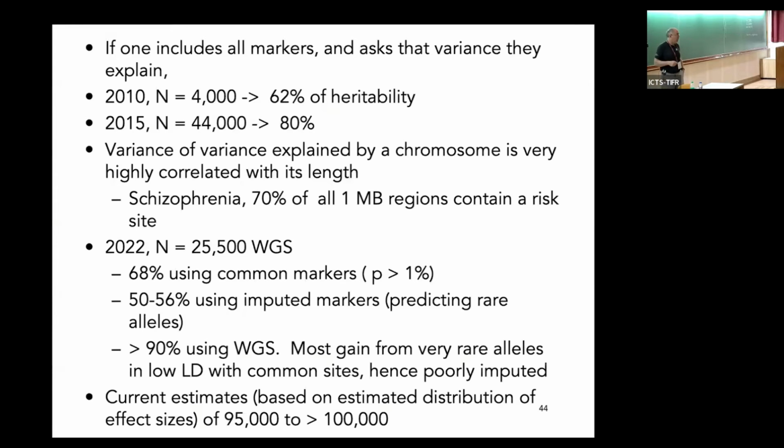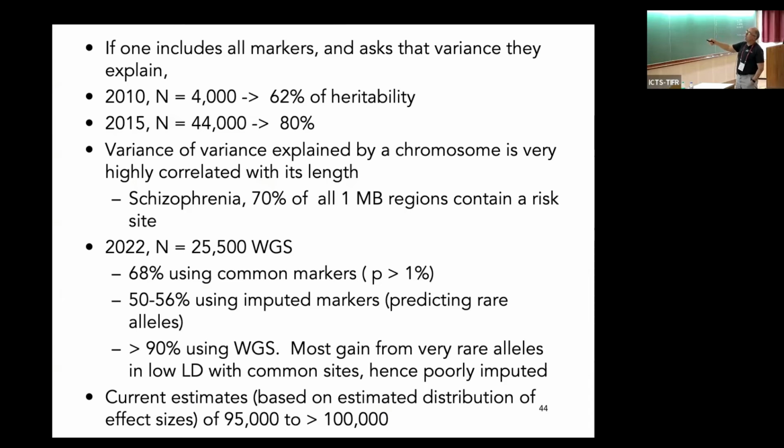There are ways to use all the markers at once. These are regression shrinkage methods. And when you use all the markers at once, 4,000 individuals, and again, the idea here is you put all the markers in the regression, and you've got methods that basically shrink the signals from those which aren't very important. This is a REML method. So you can now account for 62%, take up to 44,000, account for 80%.